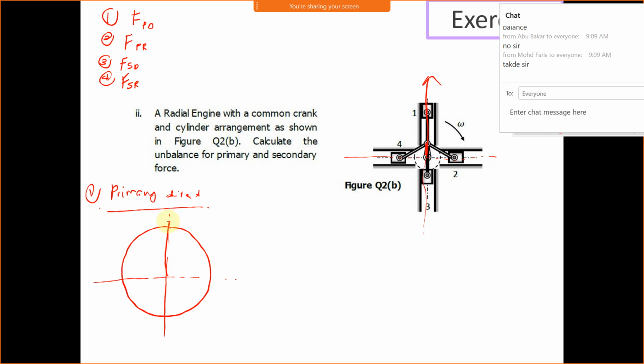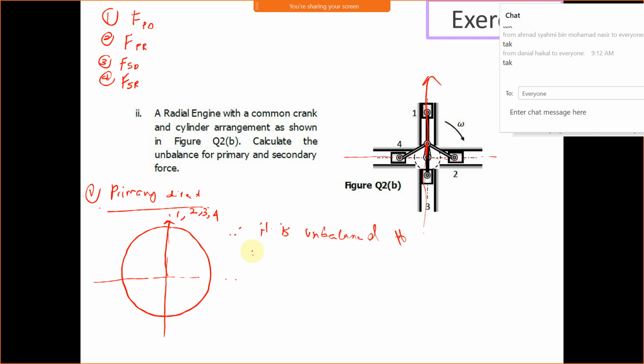Kedudukan crankshaft is upward. So maksudnya semua number 1, 2, 3, 4 share same crankshaft. Alright, 1, 2, 3, 4. So balance ke tak? Tak balance lah. Right, sebab saya share same crank. So tak balance. So it is unbalanced. Okay. So how to find unbalanced force?